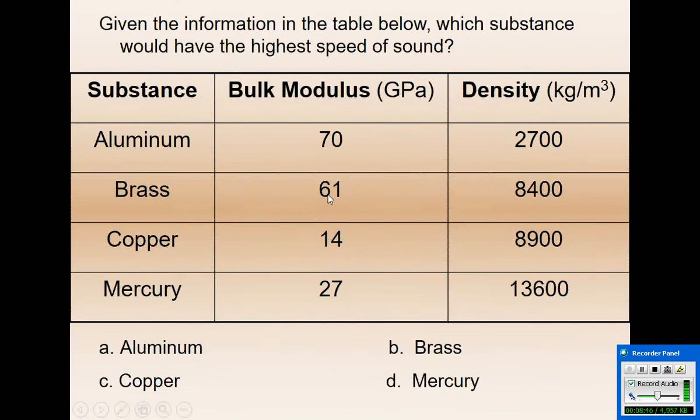Take a look at the table on the screen. For 4 different substances, you are provided with the value of the bulk modulus and the density, and you're asked to identify which one has the highest speed of sound. Now, you might think you have to dig out your calculator, but you can actually solve this without your calculator. Think about it. Square root of bulk modulus in the numerator, density in the denominator. See if you can come up with the answer without using your calculator and determining all of the different speeds of sound.